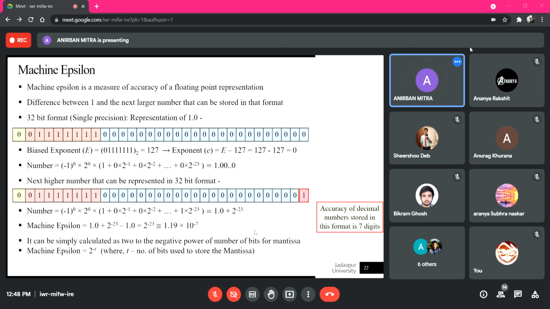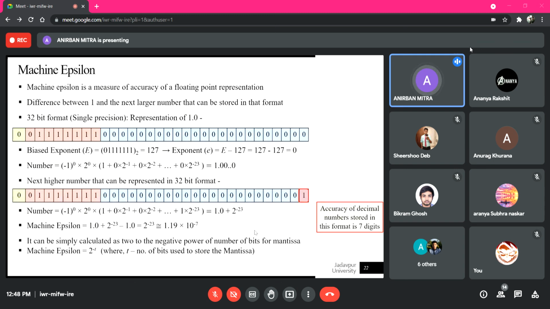Now, what about the 64-bit format? The 64-bit format would have a machine epsilon equal to 2 to the power minus 52. It can simply be calculated as 2 to the negative power of the number of bits for the mantissa. And if you look at the calculations that we have carried out, it is quite clear that the only thing that changes is the last bit of the mantissa.